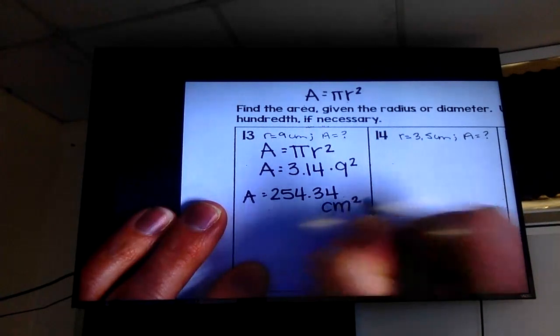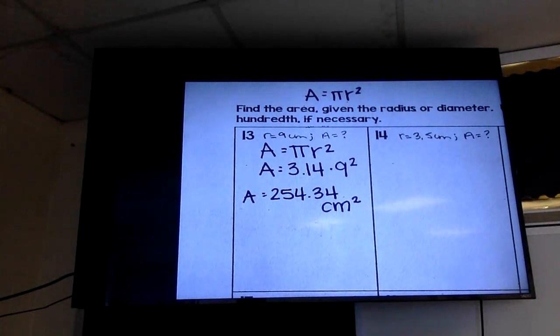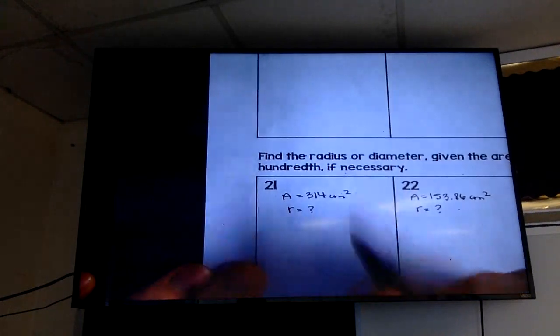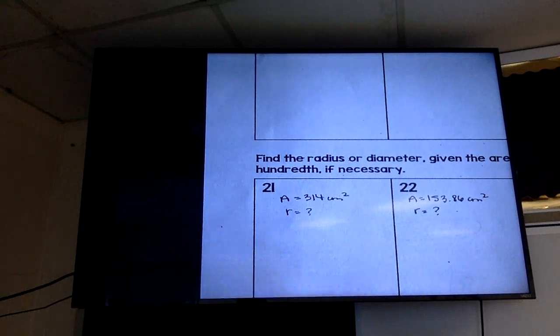And now that we're talking about area, it's square units. Because remember, area refers to how many little squares fill up a circle. There we go. And then for the bottom 4, I give you the area and then you tell me either the radius or diameter. So again, working backwards.